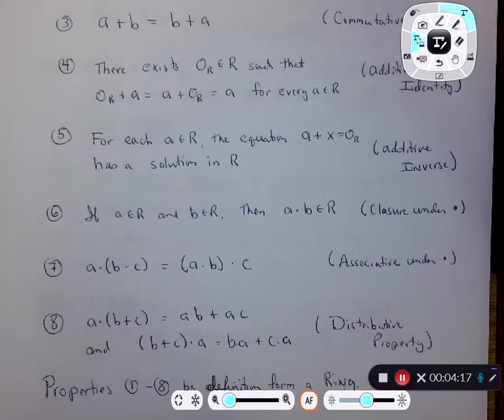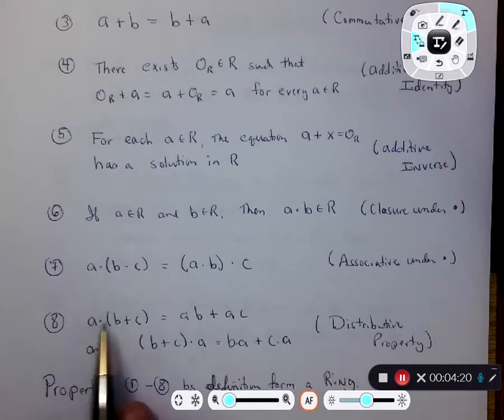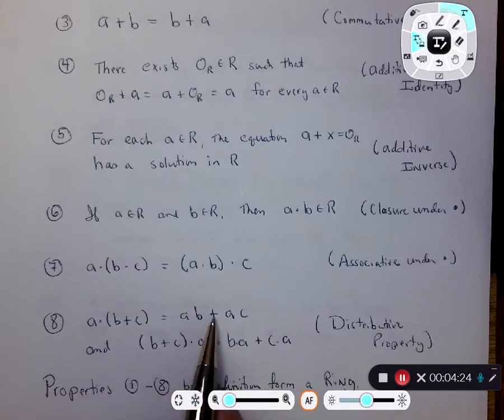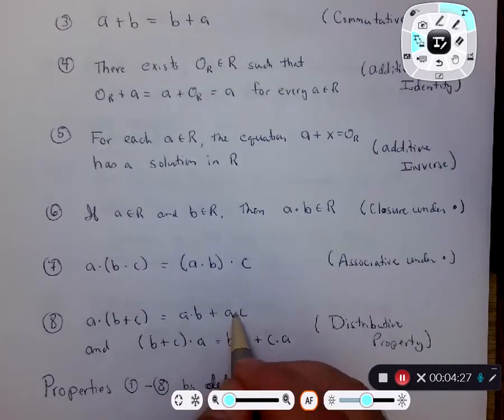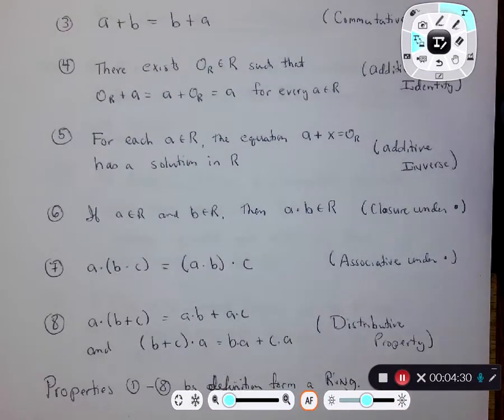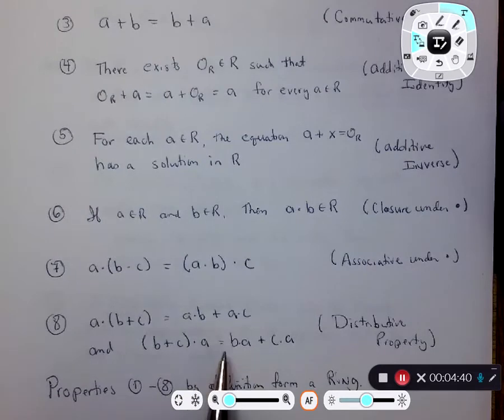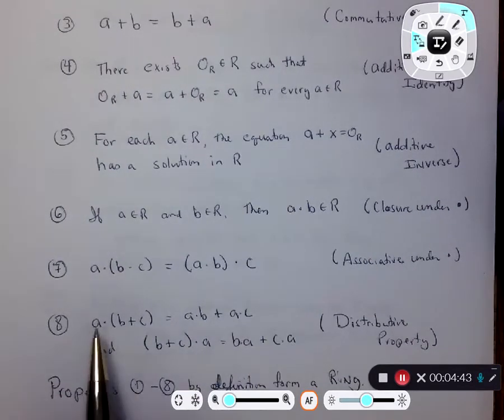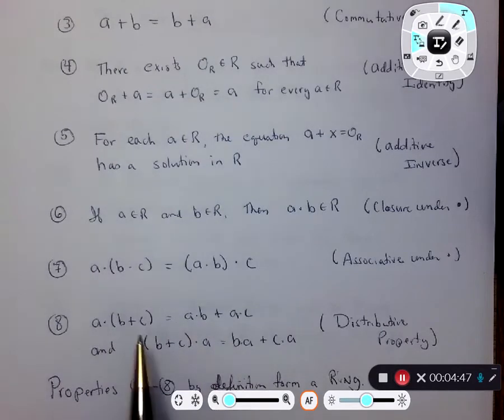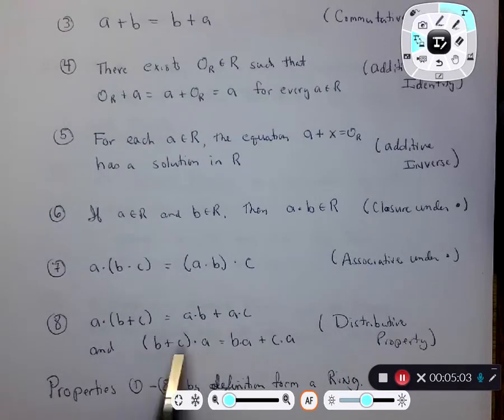And then property number eight is this: a times (b plus c) is equal to a times b plus a times c. You can put the dots in there, and typically two elements beside each other also denote multiplication. And (b plus c) times a is equal to b times a plus c times a. You can distribute in the front or you can distribute in the back. I didn't say these are equal to each other because I don't know if a times b is equal to b times a. Under addition, that's true, but under multiplication, that may not be true. So you have to worry about your distributive property, through distributing in the front and distributing in the back.